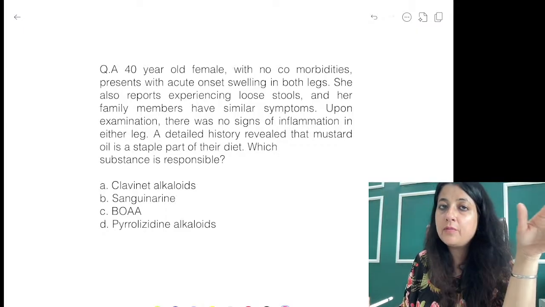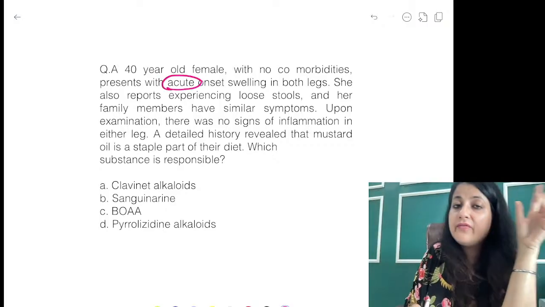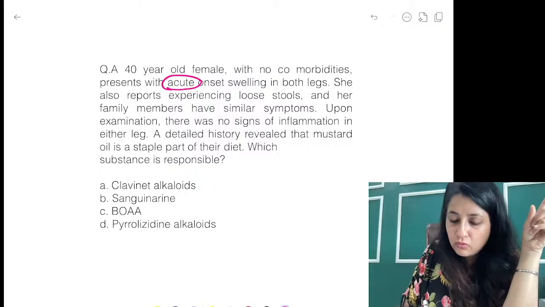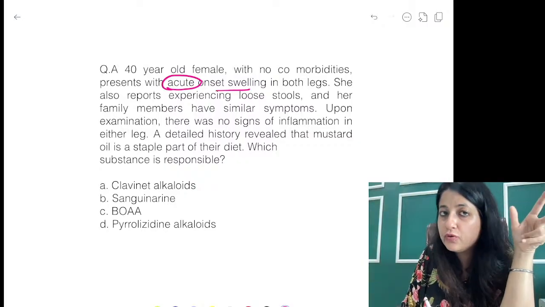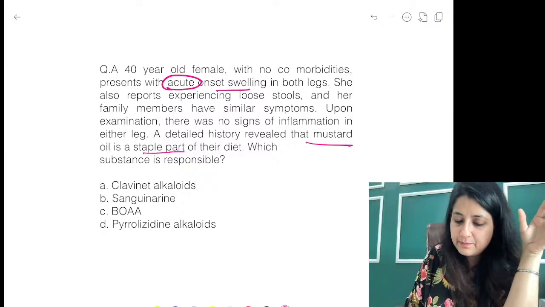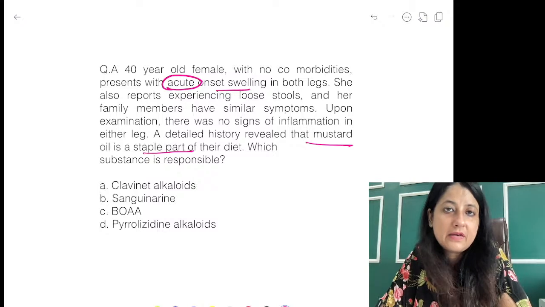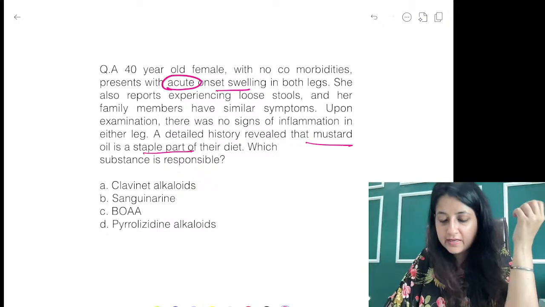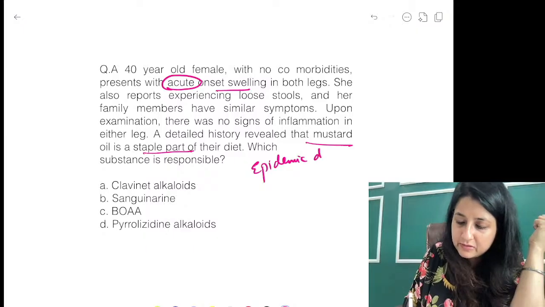A 40-year-old female, no comorbidities, presents with acute onset, a very big hint, acute onset of swelling in both legs. She also reports experiencing loose stools and her family members have similar symptoms. Detailed history: mustard oil, the staple diet consumed by maximum people of that particular community. So over here basically the female has suffered from epidemic dropsy.